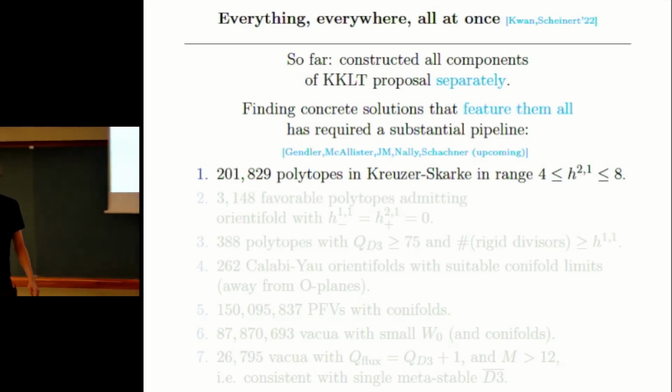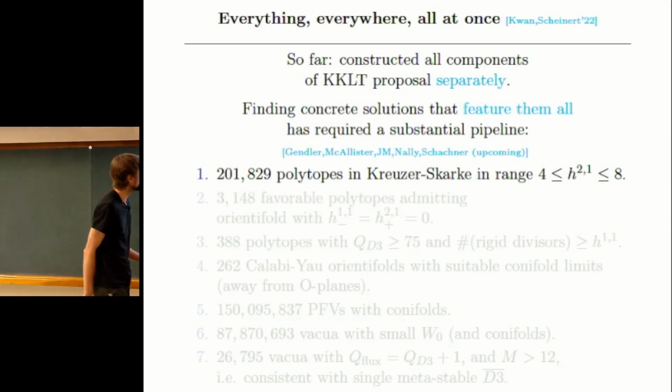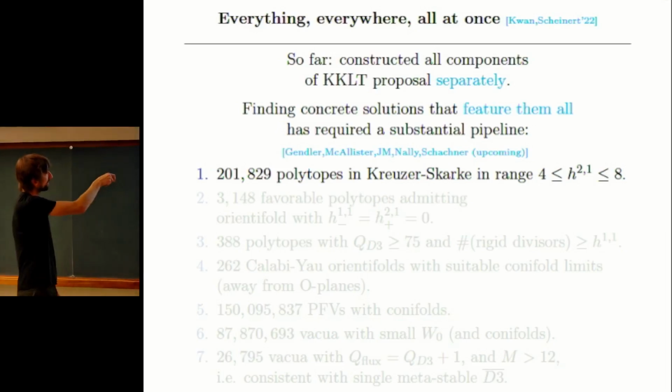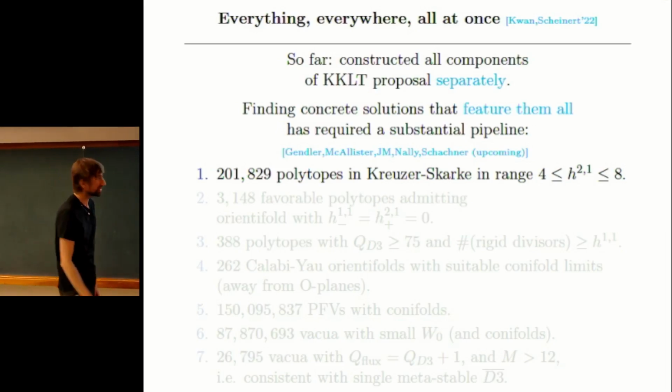So now let's put all of this together. So far we've done everything separately, at least I've told you how to do this. And now let's actually do it. So we start with about 200,000 polytopes in KS in a suitable range of h21 where we can do all the computations.